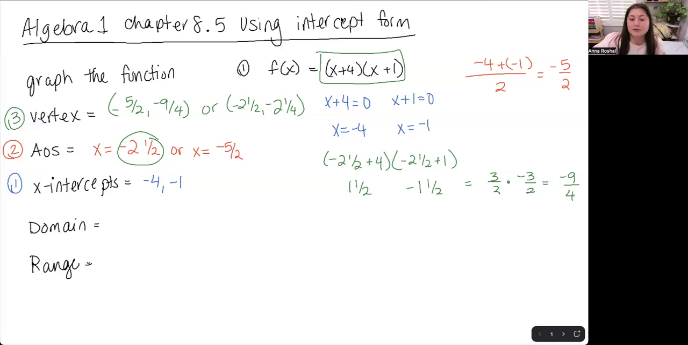Now, the next thing that we're going to do is actually graph this. So when I graph this out, I'm going to have 2 points. Point number 1 is going to be my intercepts.